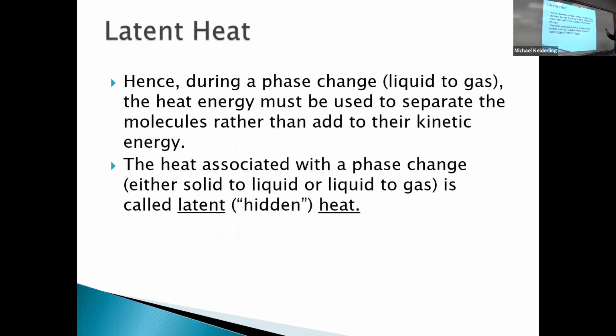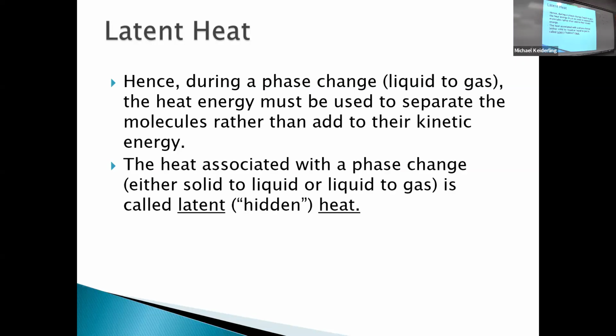So during a phase change from liquid to gas, the heat energy has to be used to separate the molecules rather than add to their kinetic energy. And this is called latent heat. This could also apply to other sorts of phase changes, between gas and plasma, and other weirder phases that exist out there.